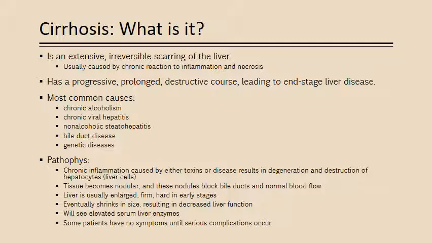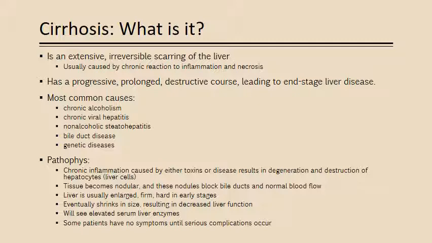There's also non-alcoholic steatohepatitis and bile duct disease and genetic diseases. So it's not always alcohol, although that is probably the most common one. The pathophysiology of this is a chronic inflammation that's caused by either toxins, alcohol, or disease, which results in degeneration and destruction of the hepatocytes, fancy word for liver cells. The tissue becomes nodular, and these nodules block bile ducts and normal blood flow.